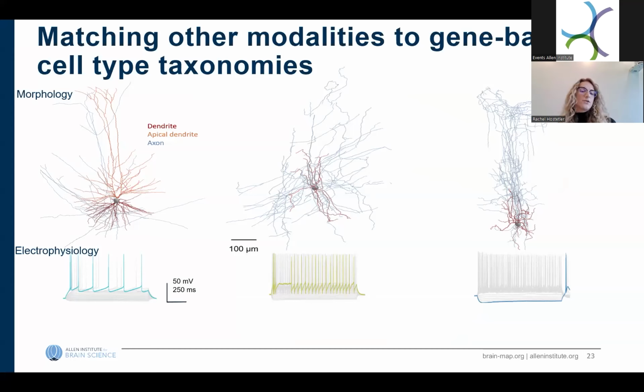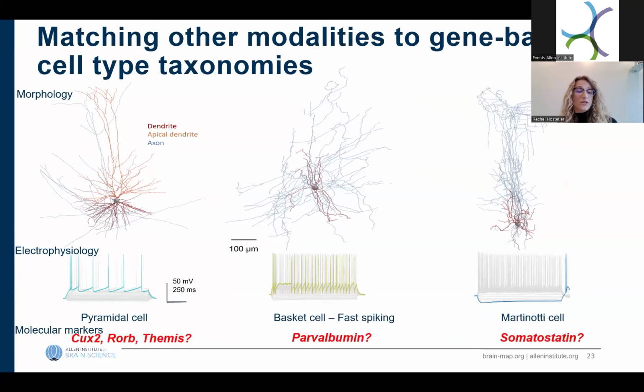Who are these cells? So the cell on the left, based on its electrophysiology and its morphology, scientists can say, okay, that's very likely a pyramidal cell. The cell in the middle, again based on morphology and its firing pattern, looks like a fast spiking basket cell. Then the cell on the right, based on the morphology and firing, looks like a Martinotti cell. But we don't know the gene expression of these 3 different cells. We don't know their molecular markers.